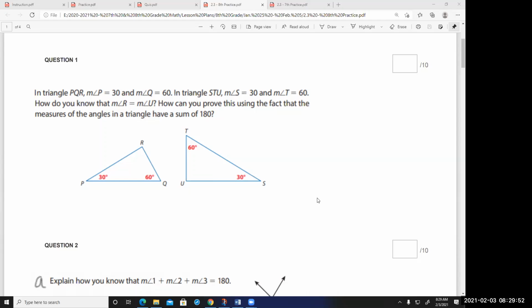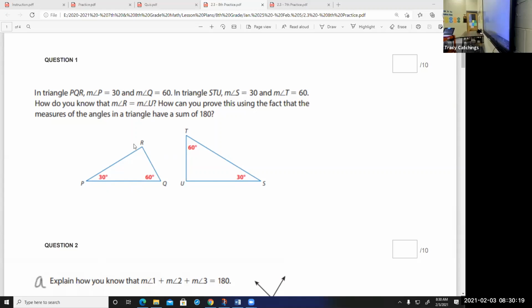In triangle PQR, angle P equals 30 and angle Q equals 60. In triangle STU, angle S equals 30 and angle T equals 60. How do you know that angle R equals angle U? How can you prove this using the fact that the measures of the angles in a triangle have a sum of 180? How can we prove that R and U will have the same measurement?